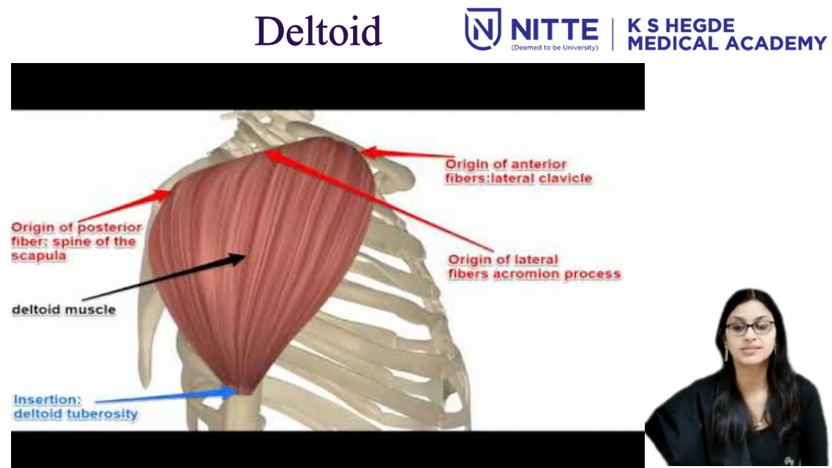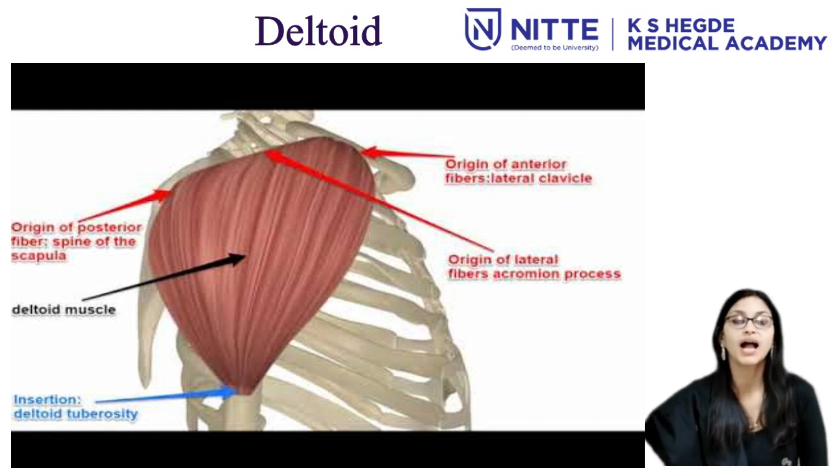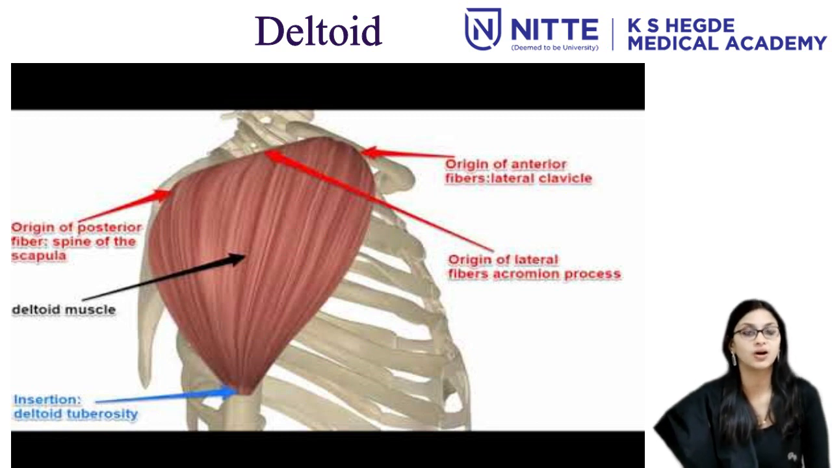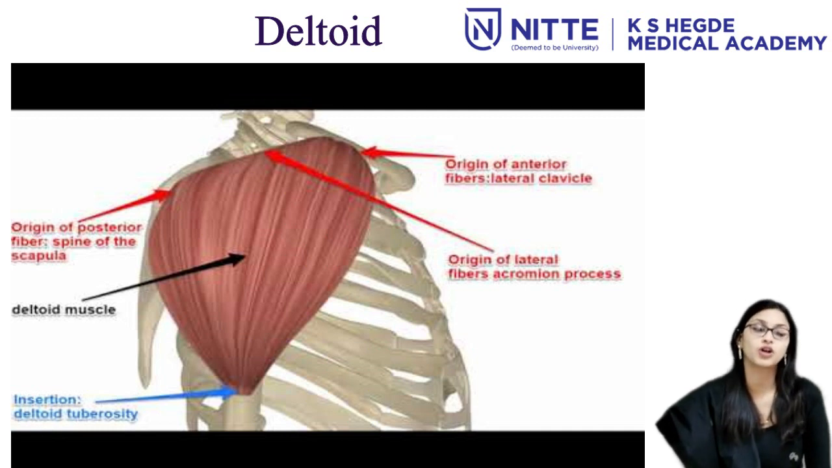The anterior fibers take their origin from the anterior border and the superior surface of the lateral 1/3 of the clavicle. The second set of fibers take origin from the lateral margin and the superior surface of the acromion process of the scapula. So these are the middle fibers of the deltoid. The posterior fibers take their origin from the lower lip of the spine of the scapula. These muscle fibers converge downwards to the insertion, which is the deltoid tuberosity present on the lateral surface of the shaft of the humerus.